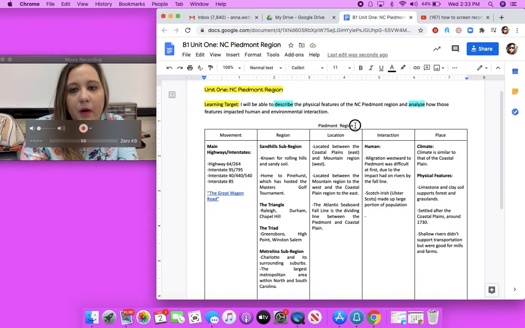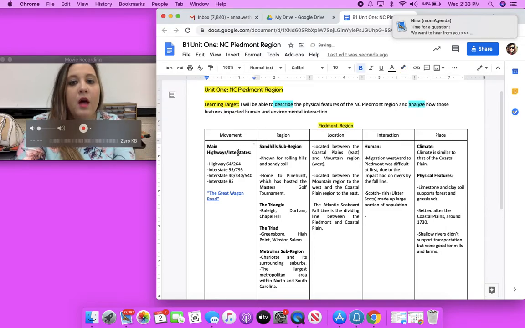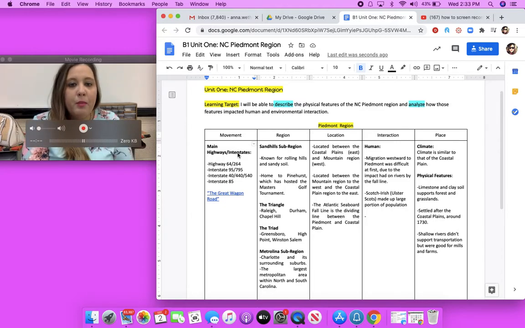So here, Piedmont region, if you would go on and highlight that, please. Yellow. All right, so we have Mr. Lip: movement, region, location, interaction, and place.